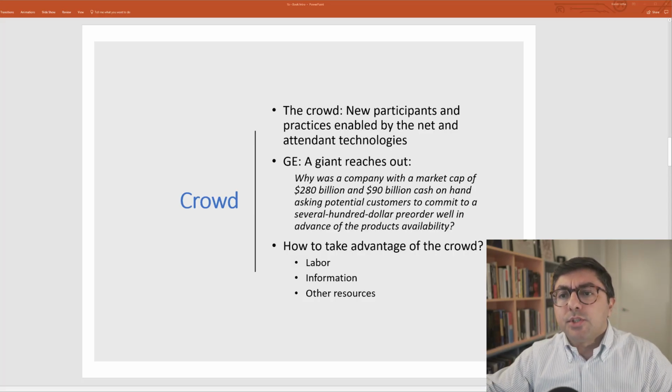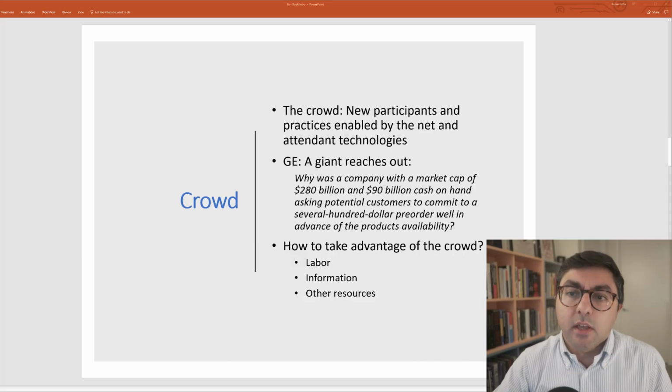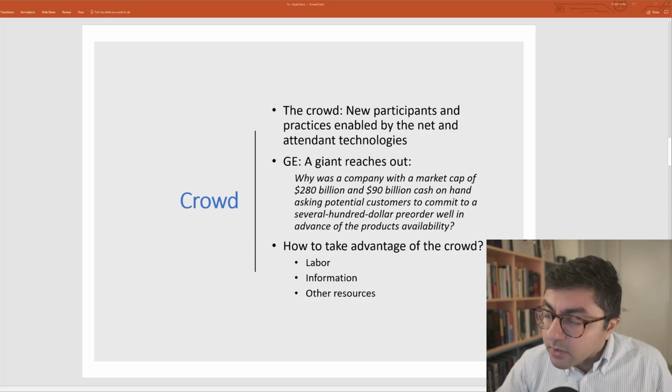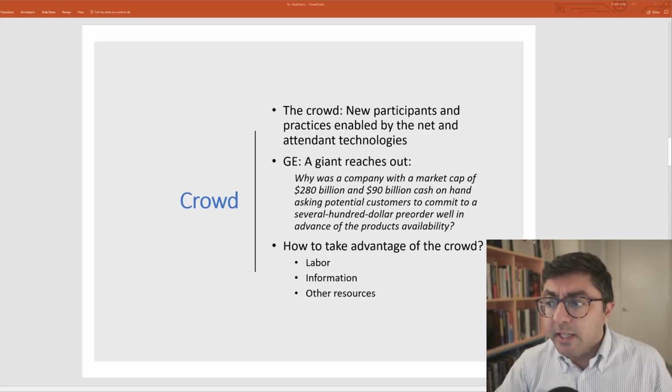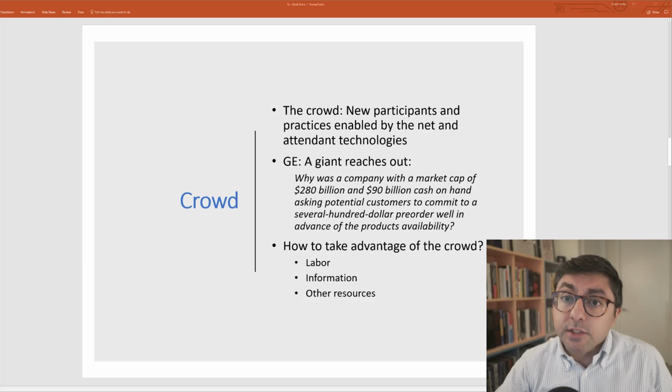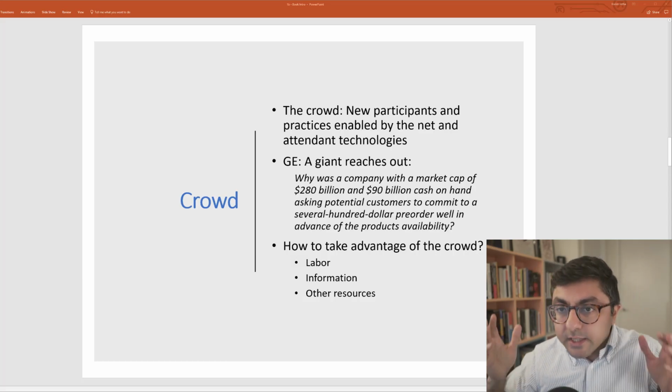That's not really what's happening with GE here with this ice machine, right? Because they have $90 billion in cash on hand, and you'd think that they have enough money to develop this ice machine. However, what they want from here is not necessarily the financial resources, but they want enthusiasm, they want expertise, and they want all of these other intangible, non-financial resources that they can leverage by setting up this pre-order process for this pellet ice machine. So how do you take advantage of the crowd? Labor, information, money, of course, and other resources as well. So that'll be the third main module that we'll go through in the first half of the semester.